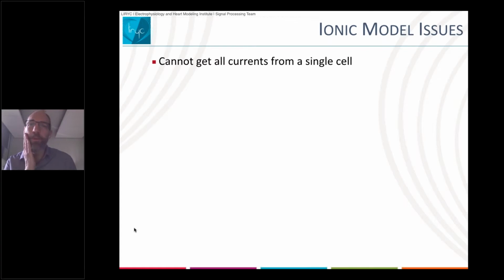So what's one of the problems with ionic models? Well, there are many problems why they don't always behave as well as you would like them to behave. They don't always correspond to what you measure experimentally. First of all, you can never get all the currents from a single cell. It's just impossible, and the currents vary between cells, so that's problematic.